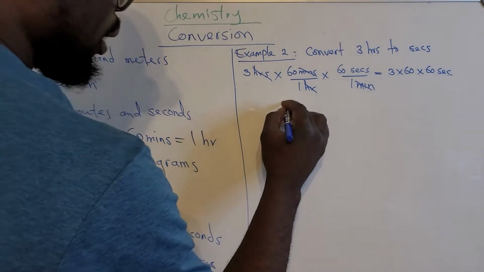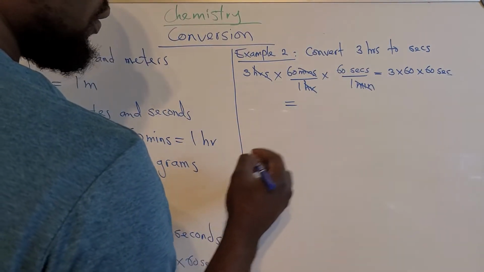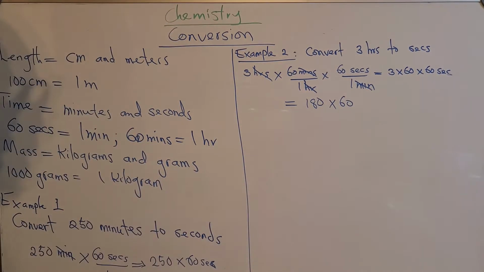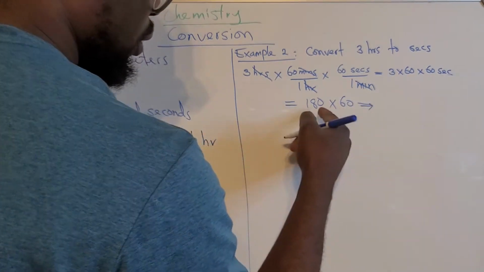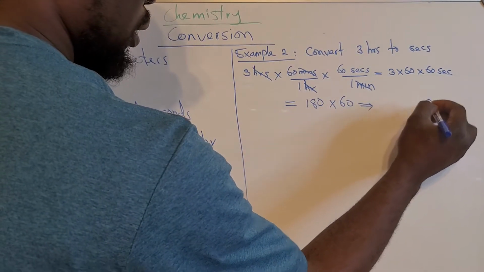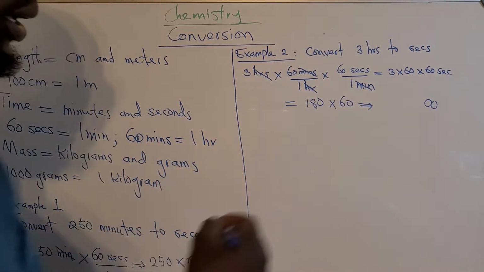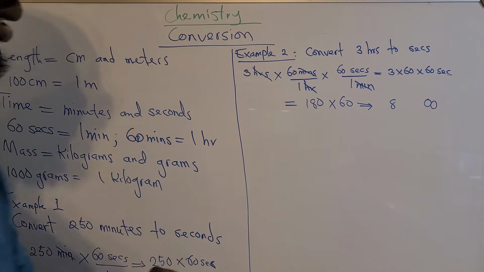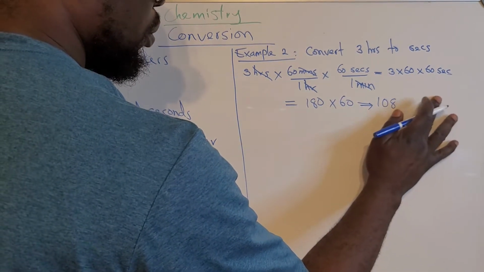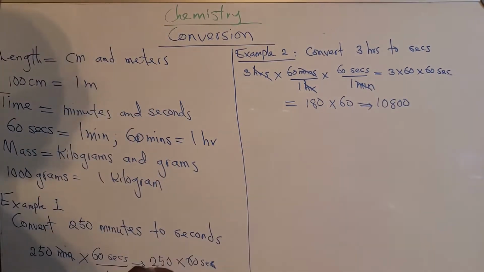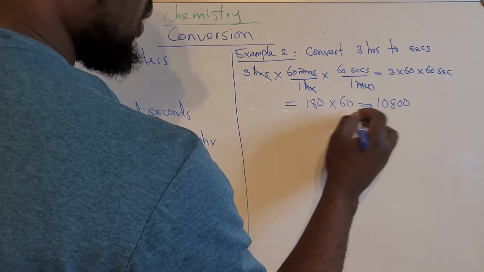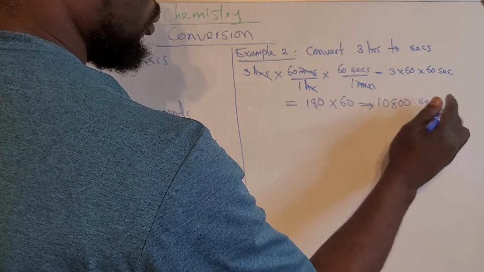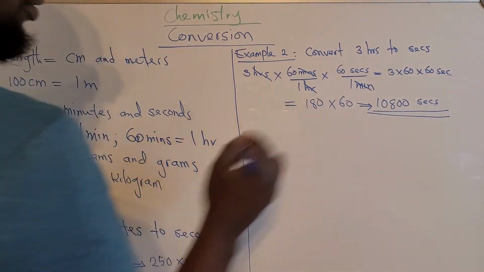When you do that, 3 times 60 gives you 180, okay? Times 60. If you don't have a calculator, you can say you have two zeros, okay? You write the two zeros aside and say 6 times 18 is 108. So put back your two zeros together, and that will give you your answer. So 180 times 60 is 10,800 seconds. So that's your answer. Okay.